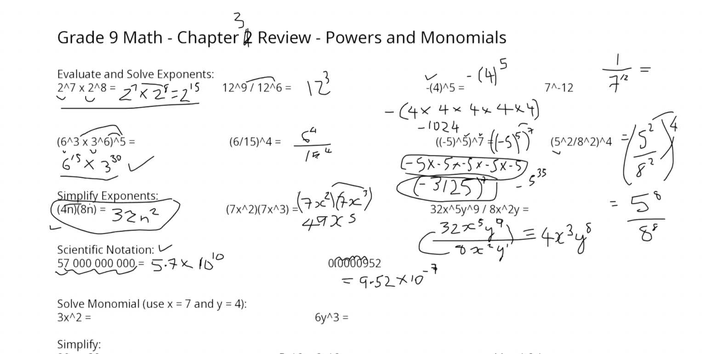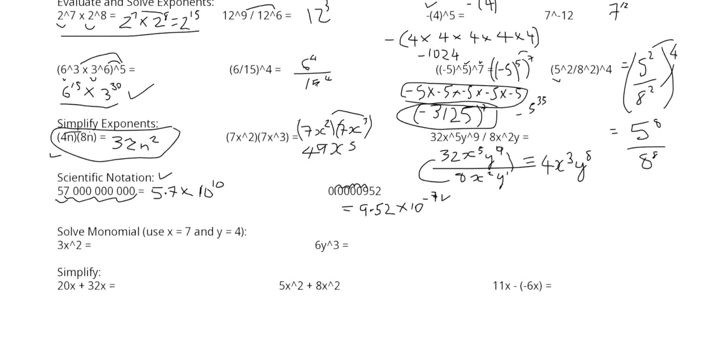I know sometimes teachers don't explain these things that way, but I like to explain it very carefully so people can understand the differences. Okay, so here we just have a simple expression, 3x to the power of 2. So we're just going to say, what is the answer when x is 7? And what is the answer when y is 4?